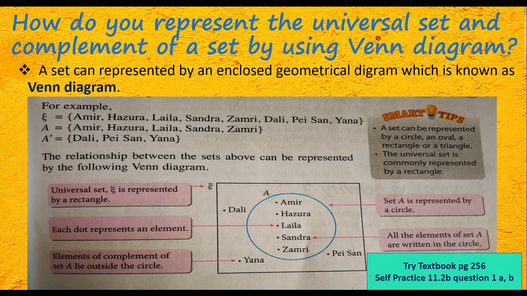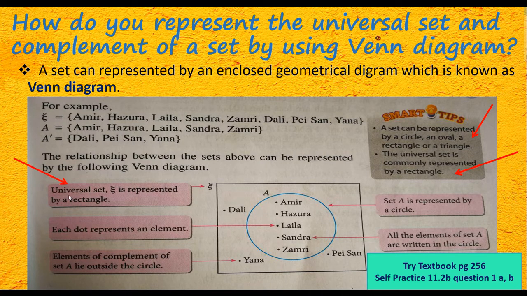First, I have my universal set, and next I have my set A and my complement set A. A set can be represented by a circle, an oval, a rectangle or a triangle, which means this is the set. The blue line is our set. That's why it is written here as set A. And then the second one, the universal set is commonly represented by a rectangle. So these are the universal set. You can see the instruction here.